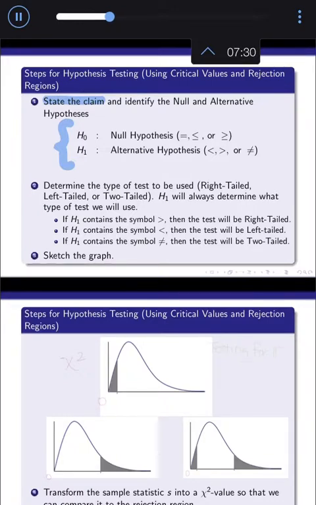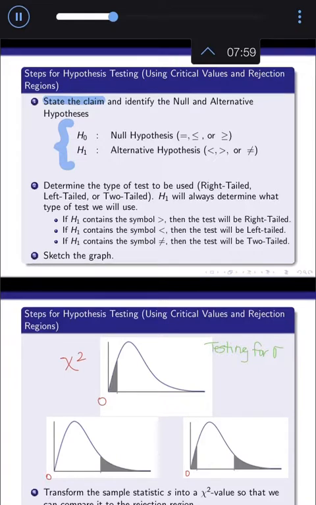You still sketch a graph. It's still going to be a chi-squared graph because you're still going to be testing something for the population standard deviation, for sigma. So you'll still use your chi-squared graph, which again, remember, starts at 0. The difference is you're going to create a rejection region.